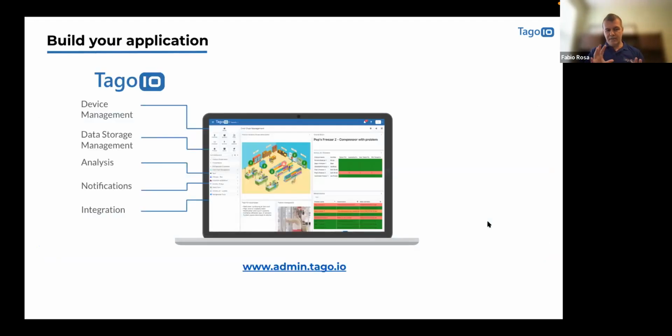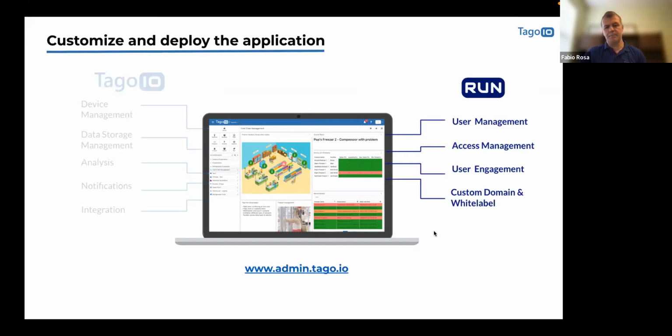So there are basically a few steps or phases in the project. First, you need to build your application. So you can go to TagoIO, create your free account, start right now, connect up to 5 devices, create up to 5 dashboards. And there is where we're going to be able to manage the device, create the rules to store the data, create analysis, push notifications, and so on.